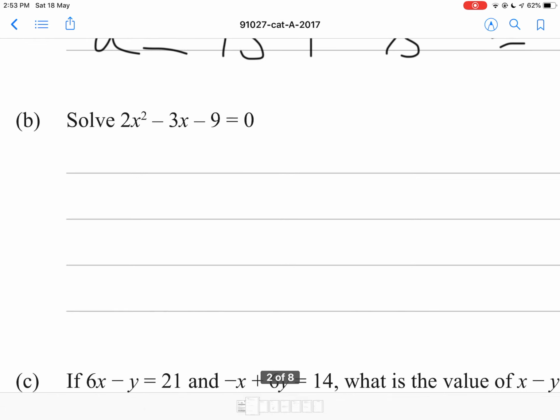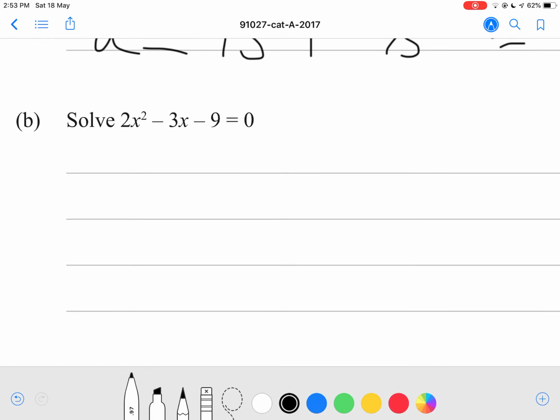Okay, so solve 2x squared minus 3x minus 9 equals 0. So basically, you know the factors of 2. Because 2 is a prime number, the only factors of 2 are 2 and 1. So it has to be 2x something and then x something. Okay, so we're trying to find two numbers. These two numbers have to multiply to -9, and these two numbers have to add to -3x, given that there's a 2x in brackets.